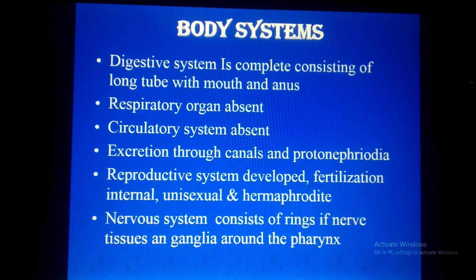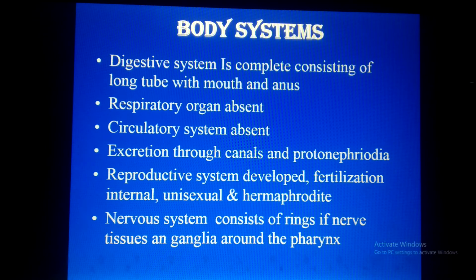The digestive system is complete, consisting of a long tube with mouth and anus. Now, you can make a clear difference from the Platyhelminthes. In Platyhelminthes, there is no anus, just one opening, which is the mouth. But in Aschelminthes, they are tapering at both ends. They are rounded, so the mouth is present on one end and the anus on the other. Respiratory organs are absent still. Still, there is no organ up to Aschelminthes, and respiration, the exchange of gases, occurs through the general body surface.